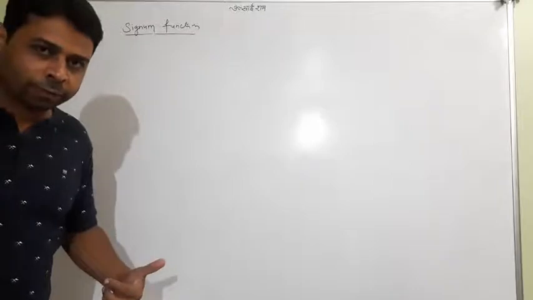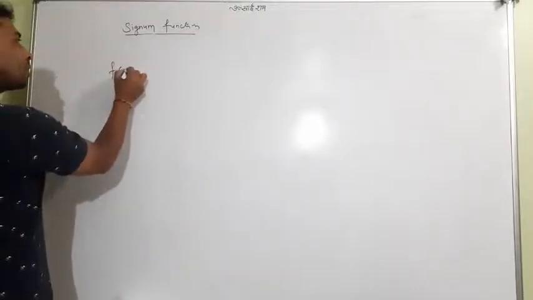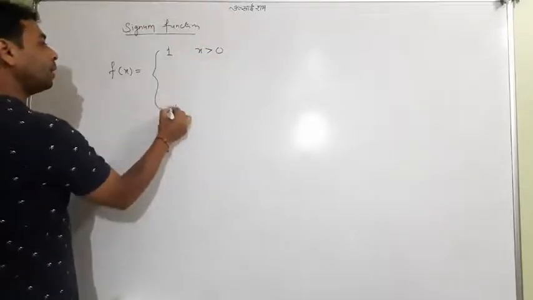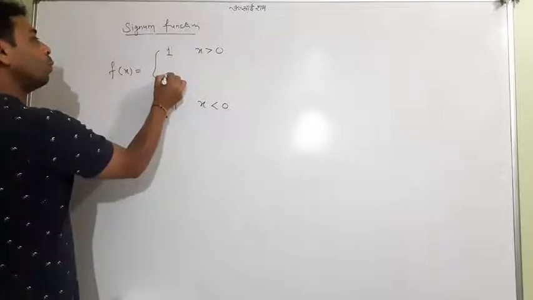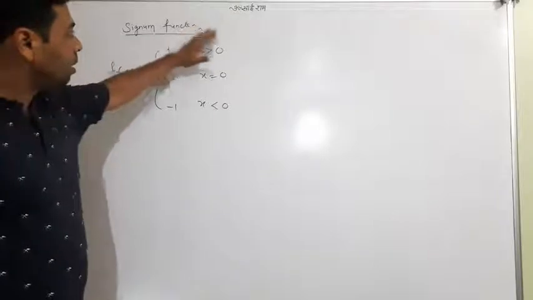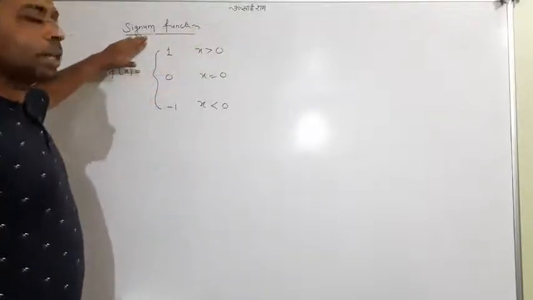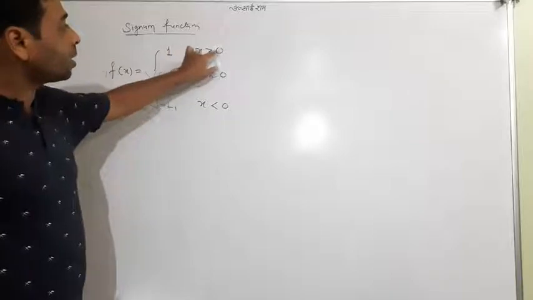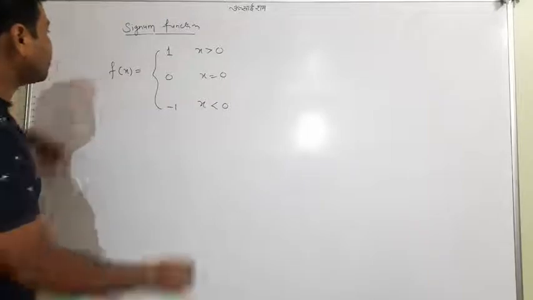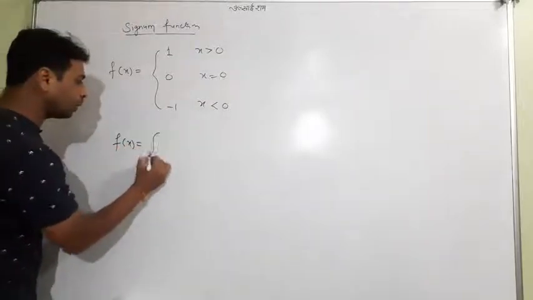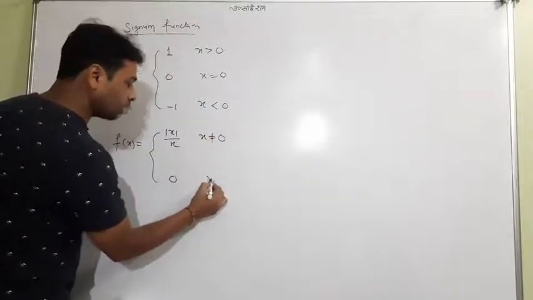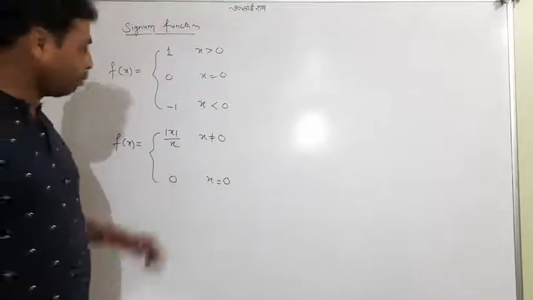So the function is f of x equal to 1 for all x greater than 0, minus 1 for all x less than 0, and equal to 0 when x is 0. This is the structure of the signum function. For all x greater than 0, the function value is 1. For all x less than 0, the function value is minus 1. Instead of that, you can also write this function as mod x upon x when x is not equal to 0, and 0 when x equals 0. This is a way, and both are actually the same.